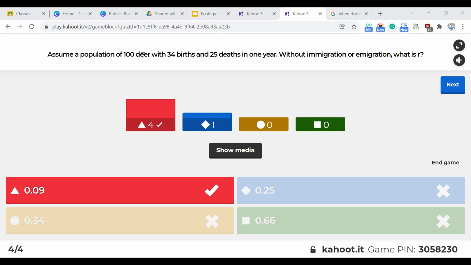So basically it's just births minus deaths over the current population size. The current population is 100, and then you have births minus deaths. So 34 minus 25, which is 9. 9 over 100 is 0.09. 0.25 would be the death rate, 0.34 would be the birth rate, and 0.66 is, I don't know what that is. I think that was just a random number I made up. All right.